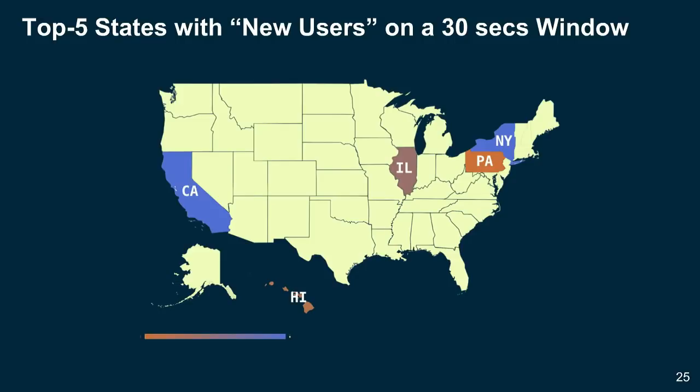I'm going to talk about a use case. Imagine you have a social graph or social network kind of application that you're building, and your analyst team is interested in finding out what are the top 5 states where the new users are being registered or activated, and then do that in a 30-second tumbling window. So how do we build that type of application?